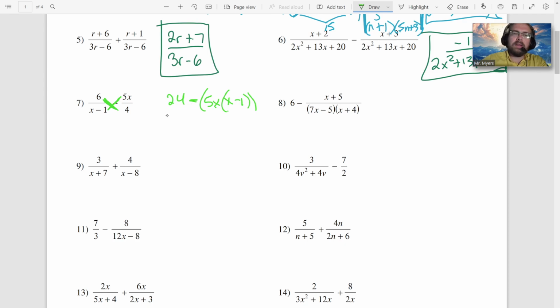So this is basically negative 5x, so I actually don't need a parentheses right there. That's just minus 5x, and I don't need that extra parentheses. So I'm going to be distributing a negative 5x. So it's going to be 24 minus 5x squared plus 5x.